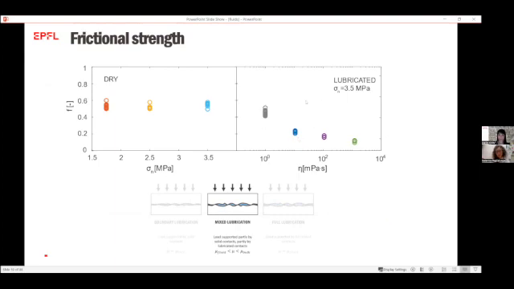So from these results, we assume that the ruptures that we measured during our experiments were happening under mixed lubrication conditions. All the observations that I will show you in the next slide will all refer to the case of mixed lubrication conditions.